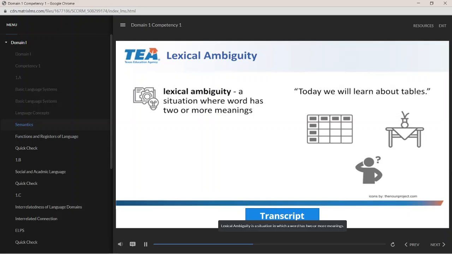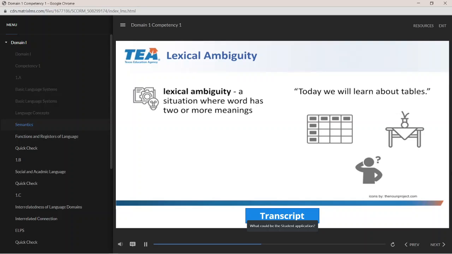Lexical ambiguity is a situation in which a word has 2 or more meanings. An example of lexical ambiguity would be the statement, "Today we will learn about tables." The word tables can cause ambiguity because it has more than one meaning. Note that in lexical ambiguity, it is an individual word's meaning that causes confusion.